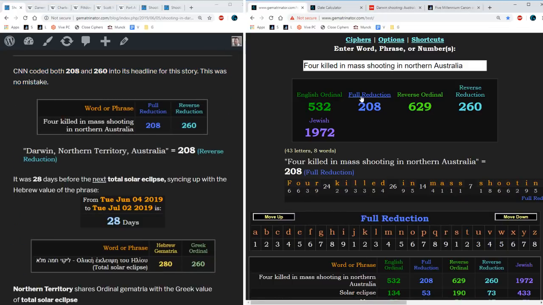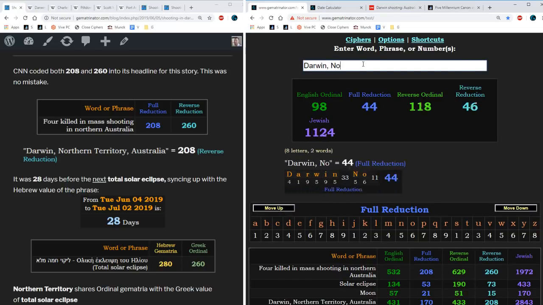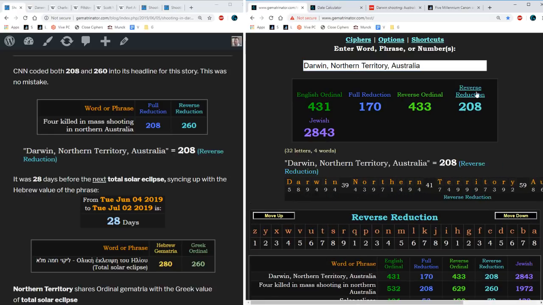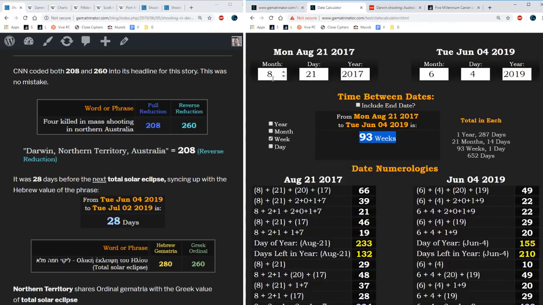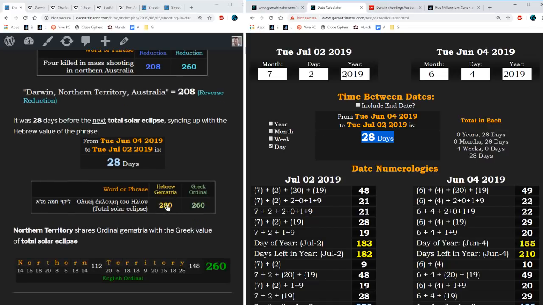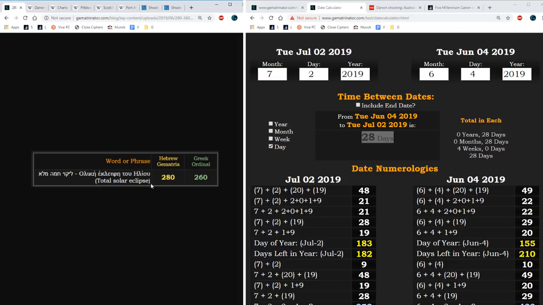Check out the reduction values. First, we'll start with 208. This is the same as Darwin, Northern Territory, Australia, which we just looked at. It's the only other number in the base methods, 208. And if you measure from the date of the shooting to the next total solar eclipse, which falls on July 2nd, it's exactly 28 days before. In the Hebrew language, total solar eclipse has a gematria value of 280.